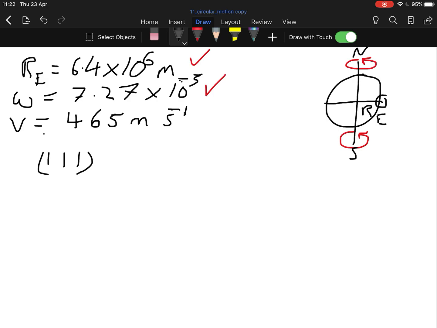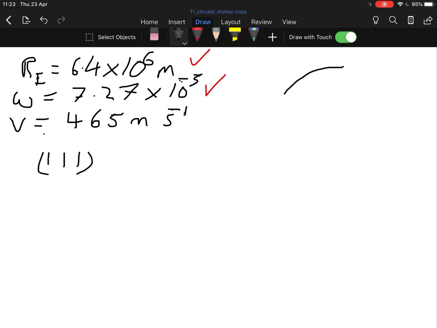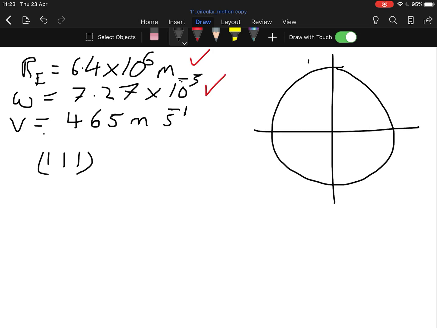Part 3 now is a little bit difficult. Find the linear speed of a small object at a latitude 53 degrees north. So I'm going to rub out this Earth here because I'm going to draw this a little bit bigger, just to make it easier for me to squeeze in all the information I'm going to need. So that's my north-south pole axis. That's the divide. So that's north, south, east, west.